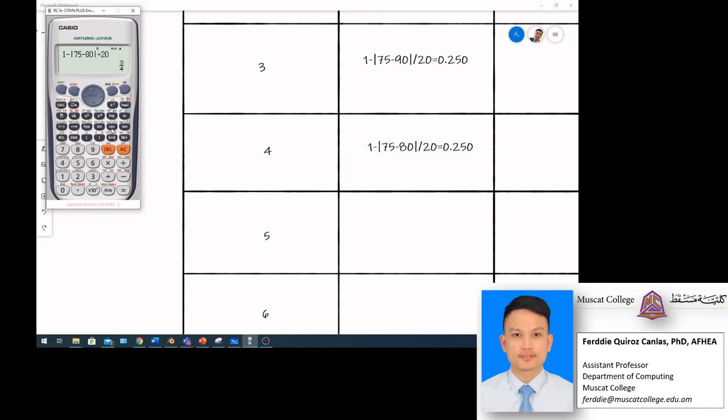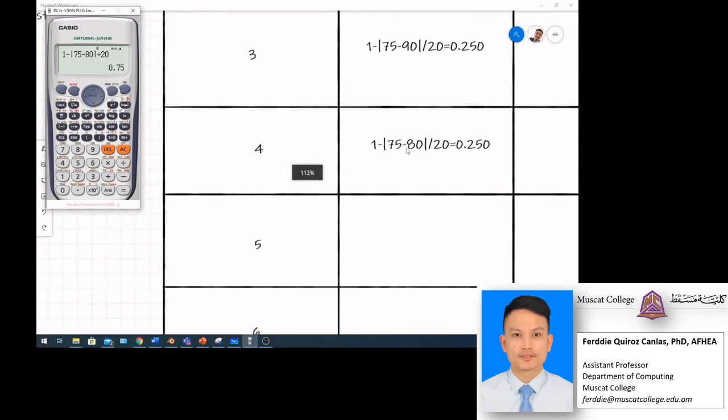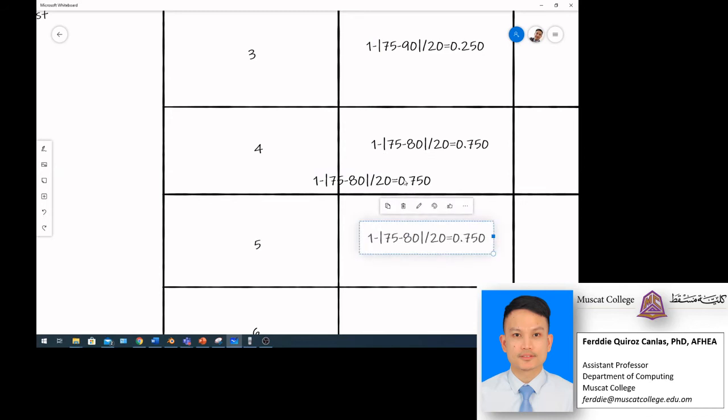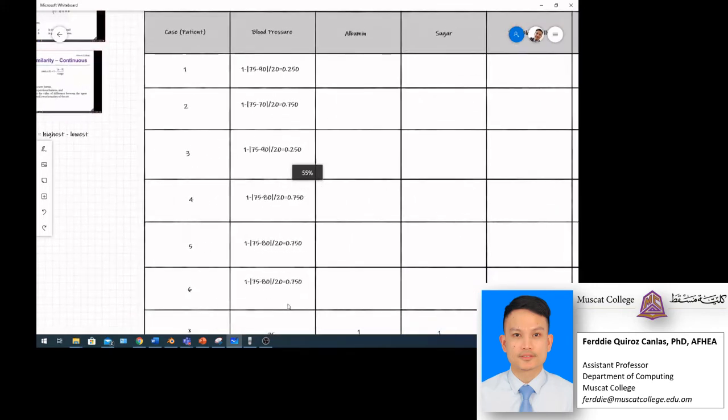Then equal sign, 3/4. It says 0.75. Yeah, because it's above. Yeah, so it's 0.75. So we just have to replace this with 0.750. Then just copy this, because the remaining patients have the same values. So we are done with the fifth and the sixth patients.